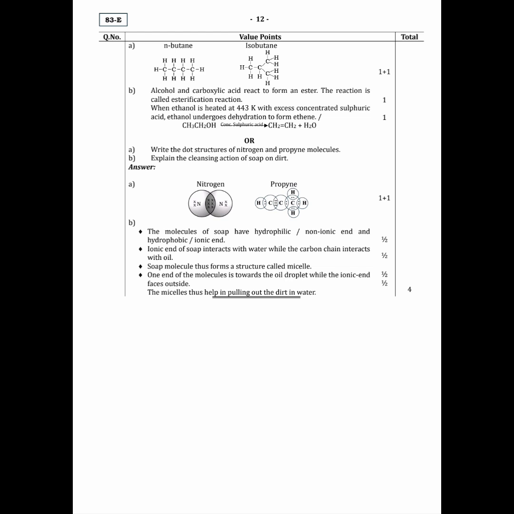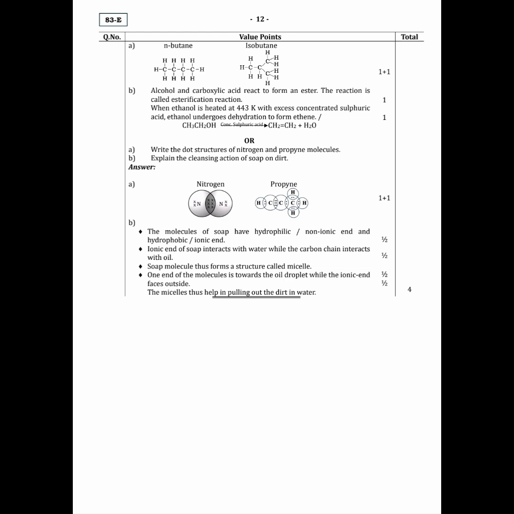Or alternative question. Write the dot structures of nitrogen and propane molecules. Subquestion B. Explain the cleansing action of soap on dirt. Here are the dot structures of nitrogen and propane molecules. Answer for subquestion B.